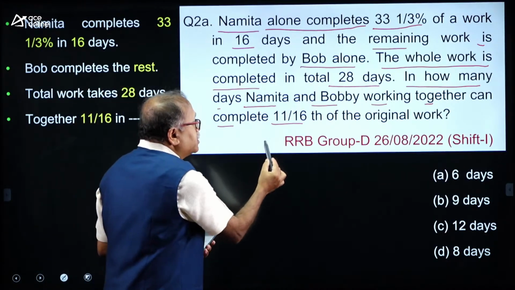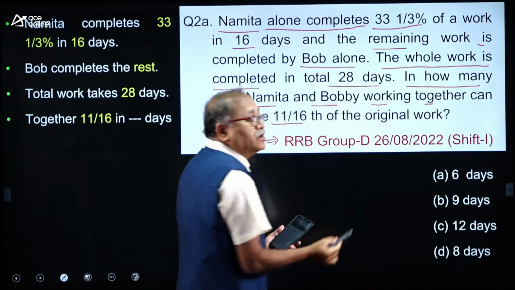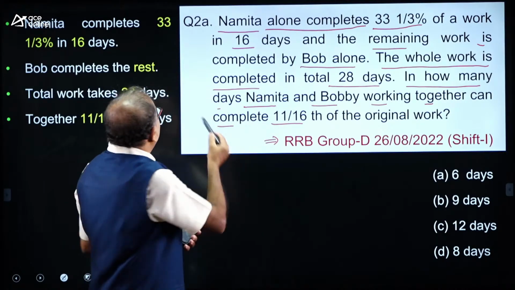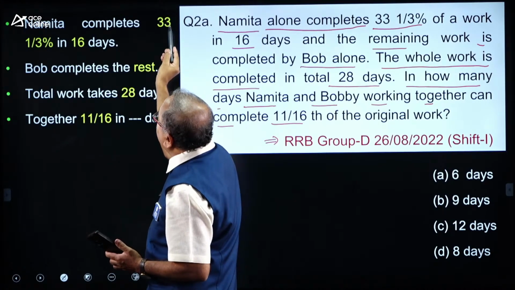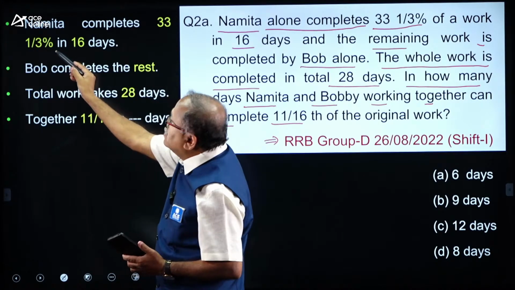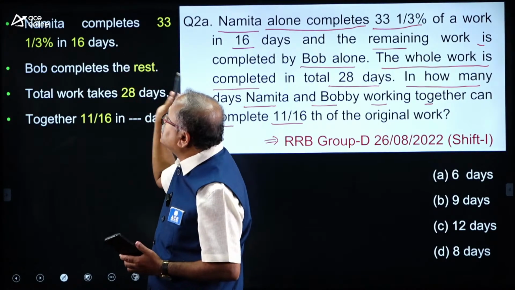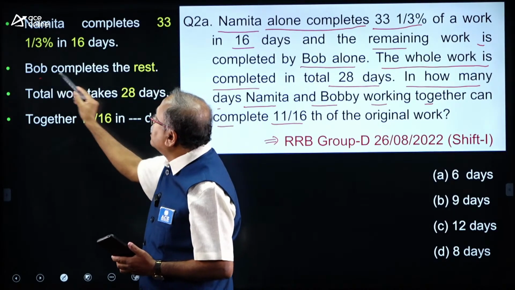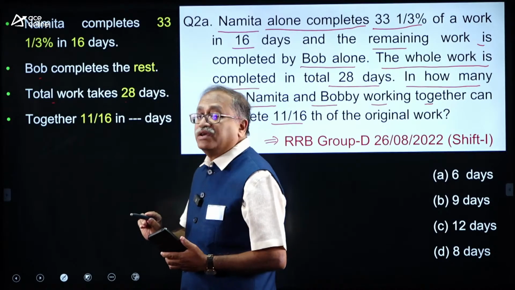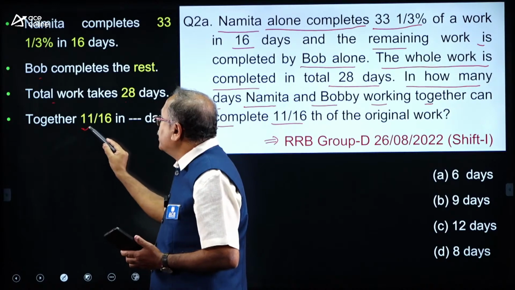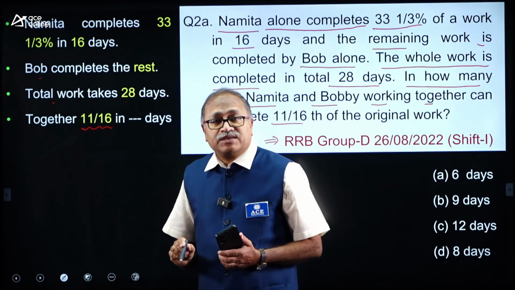Look at this one, I picked up the question from the RRB Group D examination on this particular date. So, the gist is given over here. Namrata completes one third of the work, 33.33%, in 16 days. After that, B completed the rest of the work, and the total work is completed in 28 days. Together, in how many days will they complete 11/16th of the work?